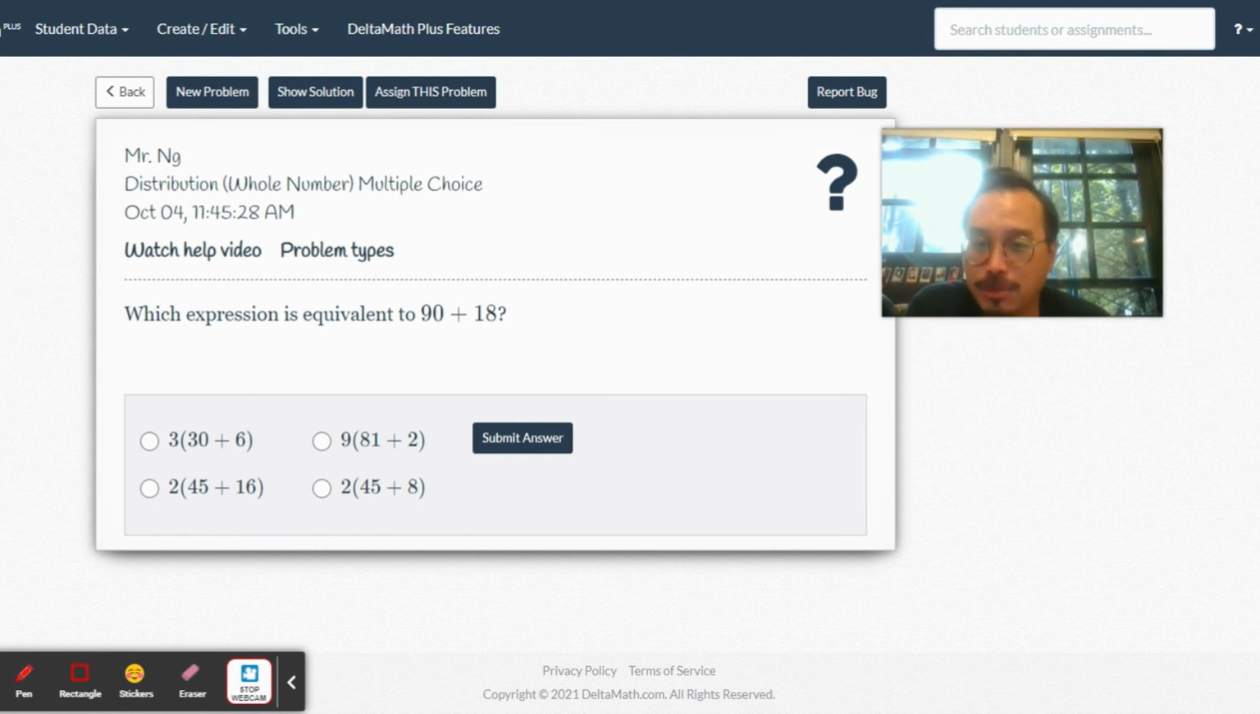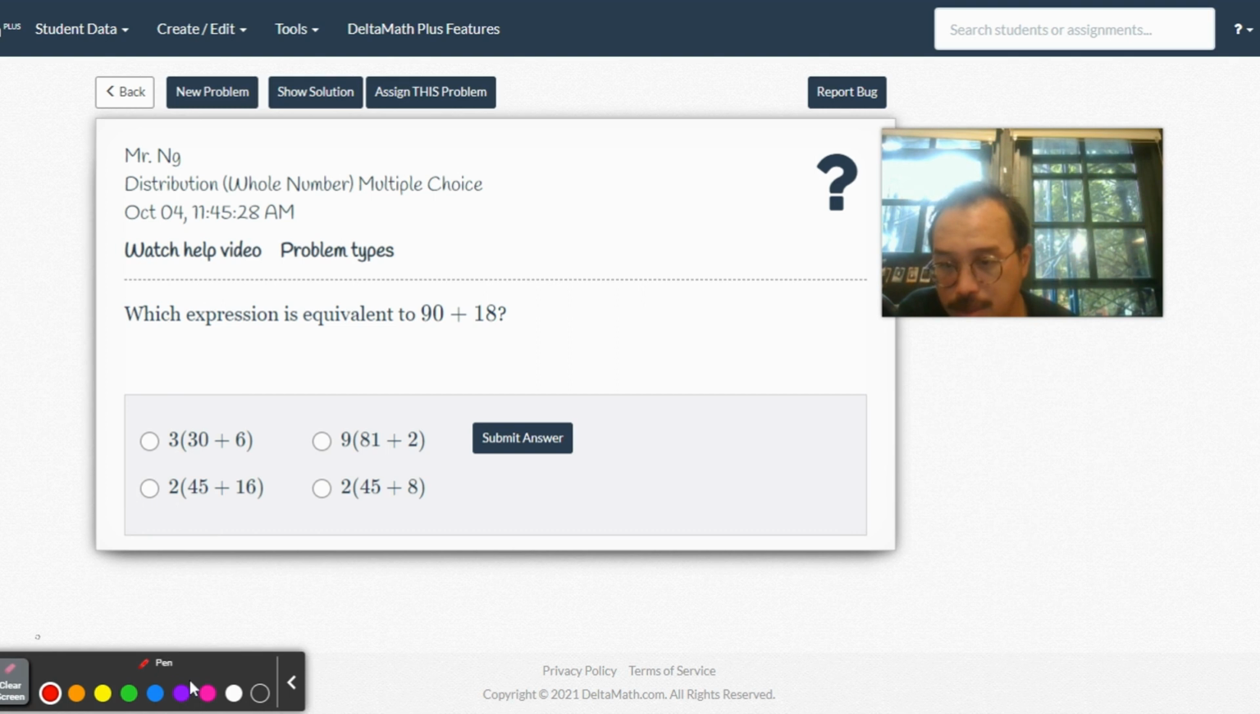All right, so let's see, what is it? Tonight's homework number 12, and let's take a look. So now this is the distributive property. In case you missed the first lesson, this is what the distributive property is.